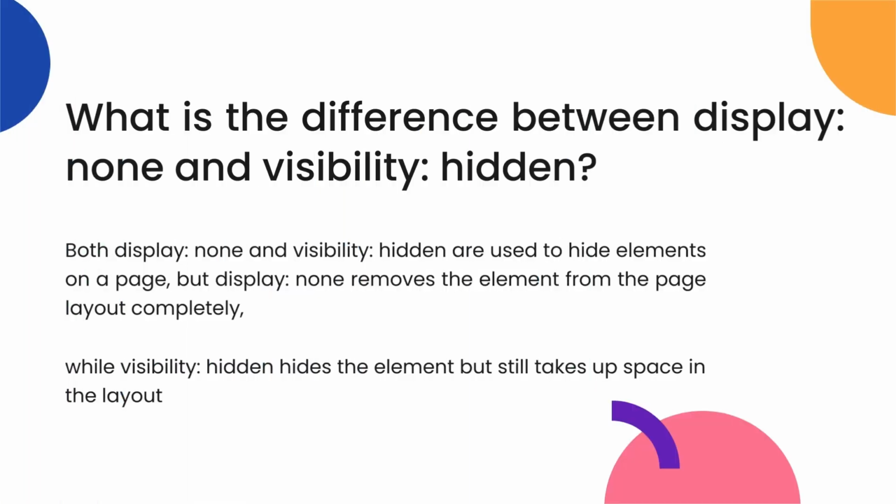What is the difference between display: none and visibility: hidden? Both display: none and visibility: hidden are used to hide elements on a page, but display: none removes the element from the page layout completely, while visibility: hidden hides the element but still takes up space in the layout.